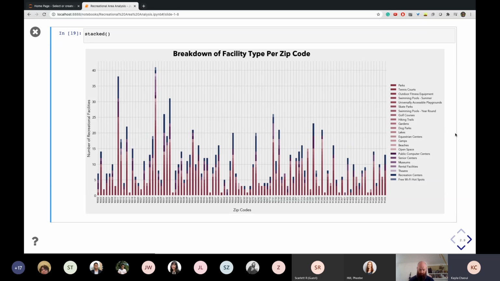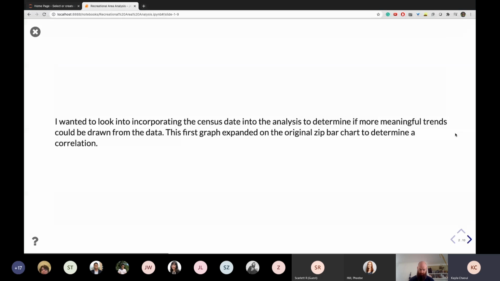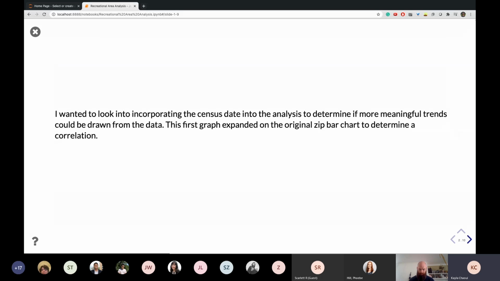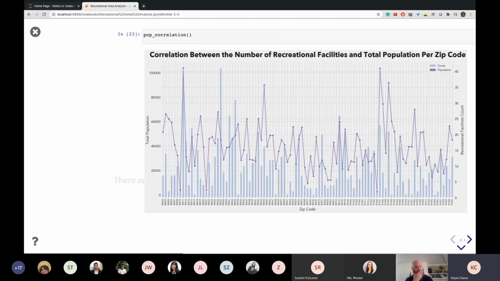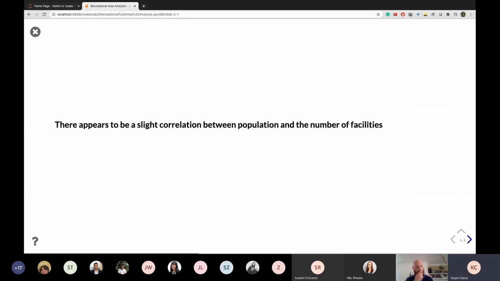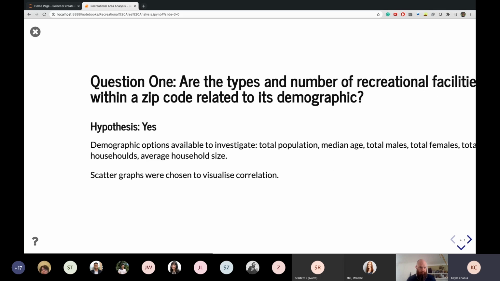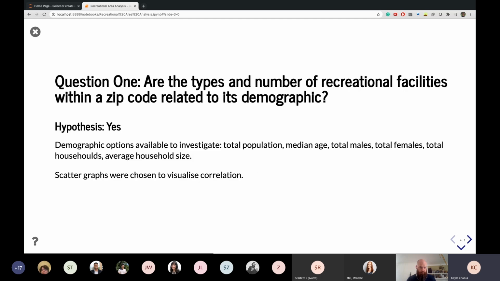I wanted to look at incorporating the 2010 census data into the analysis to determine if there were more meaningful trends that could be drawn from the data. So I decided to test overlaying a population line graph over the zip code bar chart, demonstrated here. This plot shows a slight correlation between population and zip code, where the peaks of the 2 plots align in certain locations. This led me to my first question. Are the types and number of recreational facilities within a zip code related to its demographic? My hypothesis was yes.